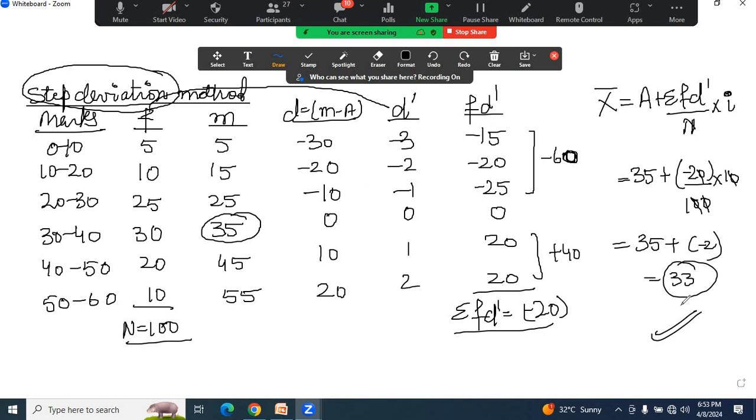Right? Okay. Any doubt till here, or in this question, or till here? No doubt. Should I proceed?